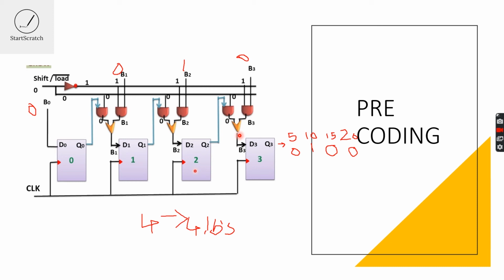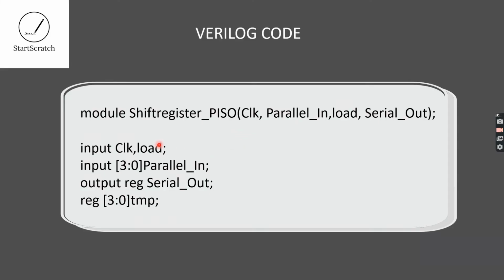Let's move on to the coding part, so that you will understand how my Verilog code is designed. Here I introduce the module name, shift_register_PISO. You can use any name you like, it doesn't matter, but you should not use any numerics as the first character of the module name, so that it won't give any errors.